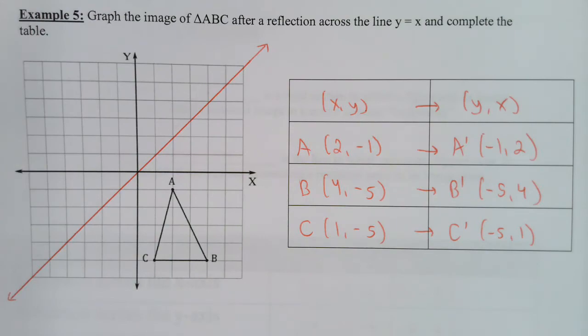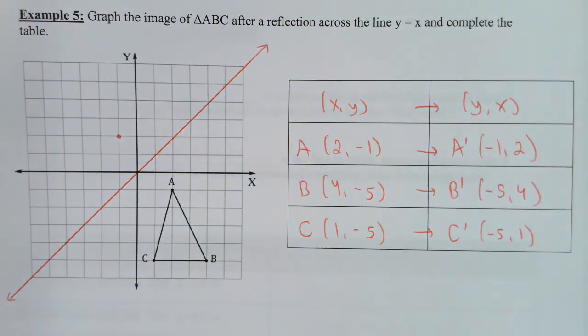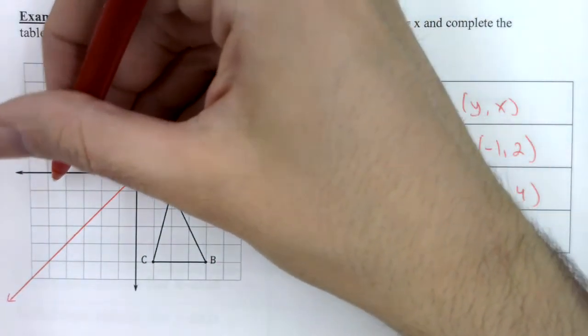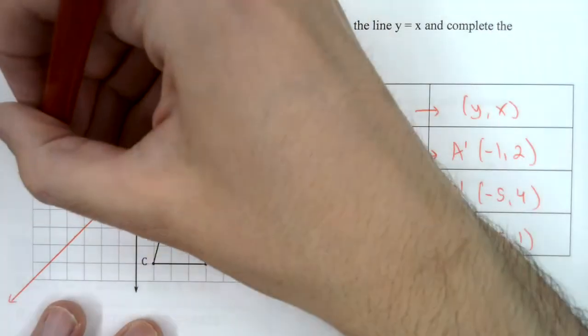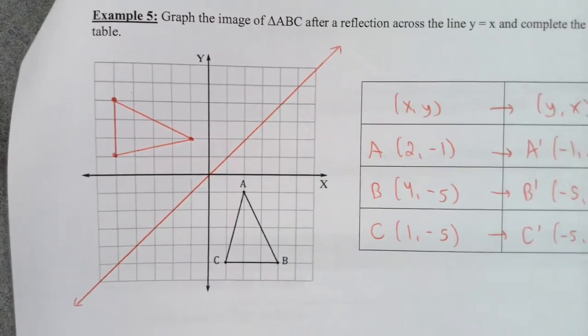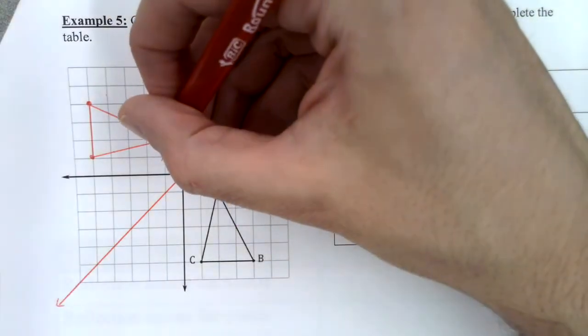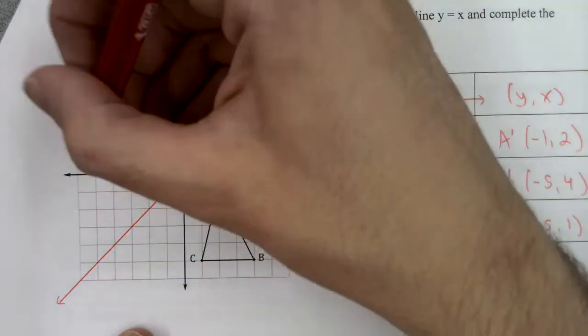Graph that, and then we'll call it a day. Negative 1, 2. Negative 5, 4. And negative 5, 1. Connect that and label. Label the vertices. There we go. This first one is A prime. Don't forget the prime symbols. This one up here is B prime. And this one over here is C prime.